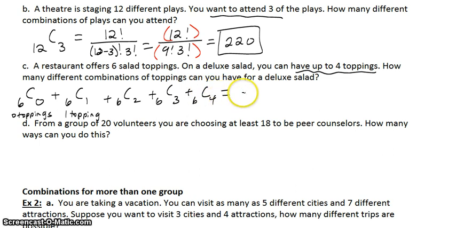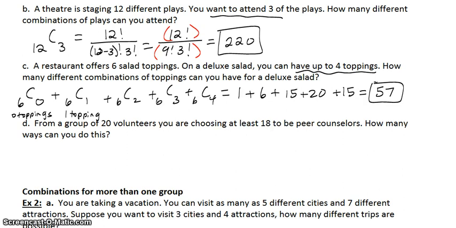When you're doing a problem like this with lots of different combinations, I would recommend using your calculator. Write down your setup, of course, but then you could use your calculator to evaluate these. If you type in 6 combination 0, 6 combination 1, and all those, here's what you end up getting. It's 1 plus 6 plus 15 plus 20 plus 15. Add them all together and your answer is 57. So there's 57 ways you could select toppings if you could have up to 4 of them.